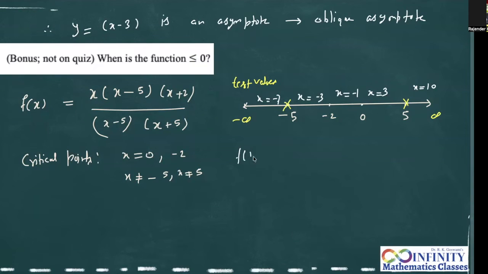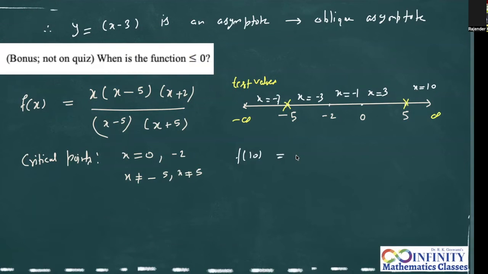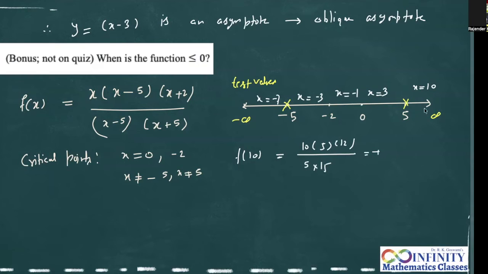Tell me what is f of 10. I'm not asking you about the value, I need the sign only. So 10 minus 5 is 5, 10 plus 2 is 12, divided by 10 minus 5 is 5, and 10 plus 5 is 15. So the answer is going to be positive. In this interval, the value of the function f of x is always positive. So it is not of my interest, because I need to find the interval where it is negative.